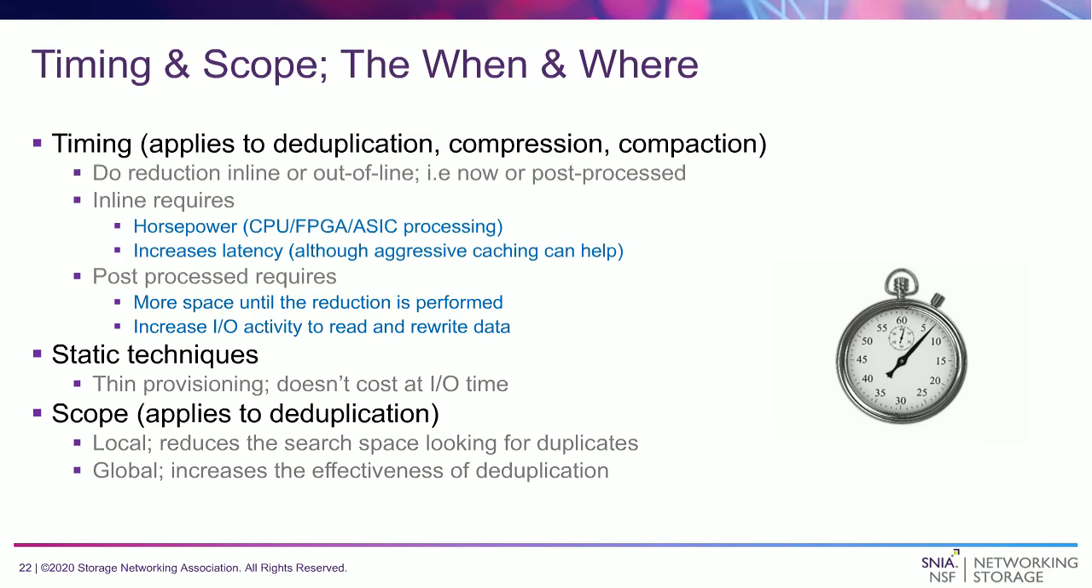But post-processing has some advantages and disadvantages. It requires more space until the reduction is performed. And it also increases the I/O activity to read and write the data, because not only do I have to write it, but I also have to read it to process it, to do the deduplication, compression, or compaction, and then I have to write it back again. And again, aggressive caching can help here. There are pros and cons to both methods, and it depends which one is most appropriate for the kind of storage you're looking at and the kind of data you're dealing with.